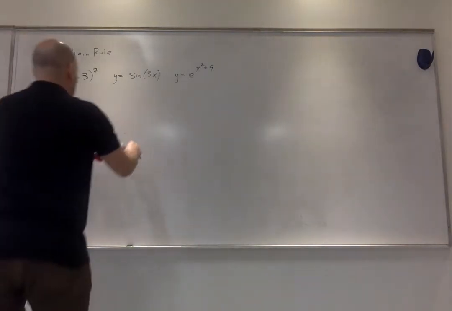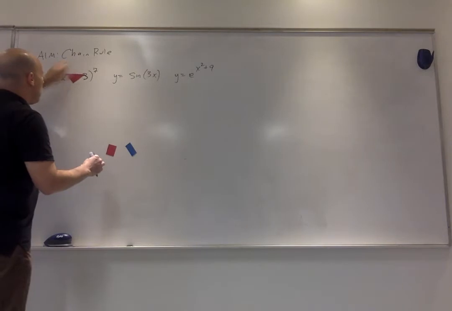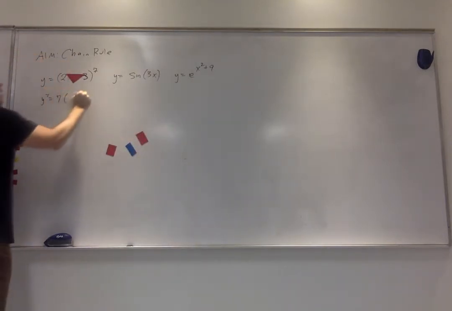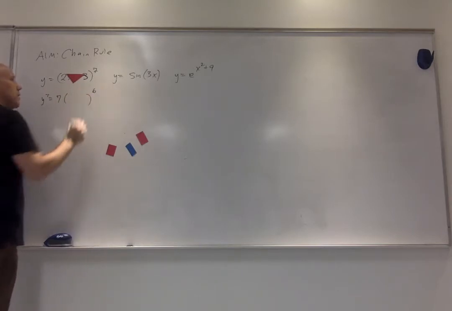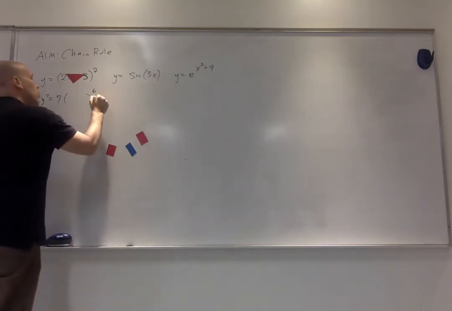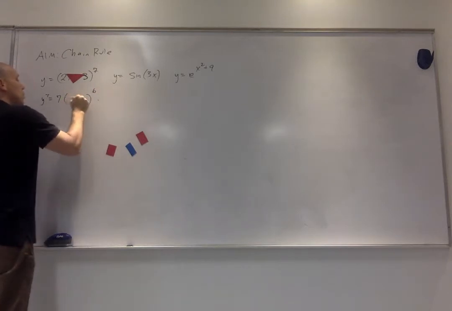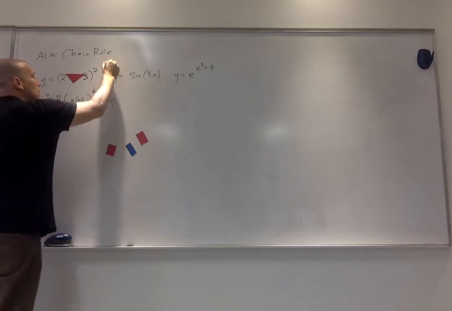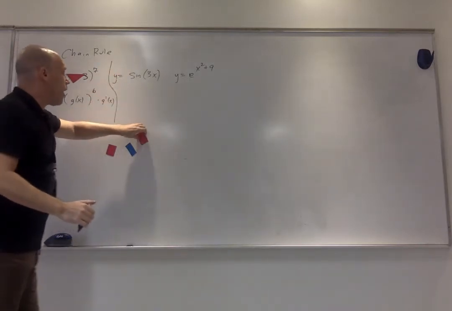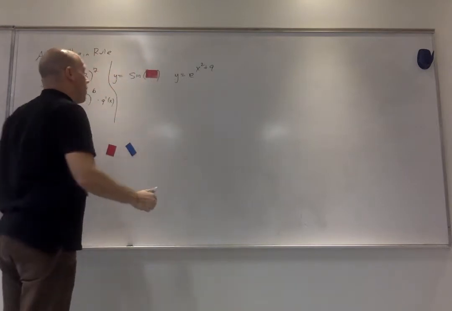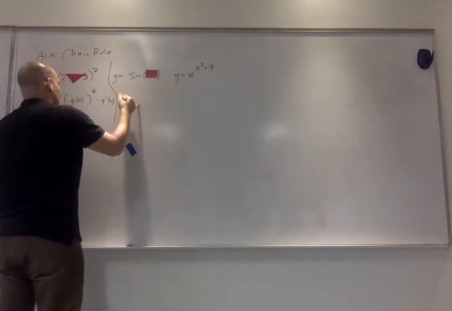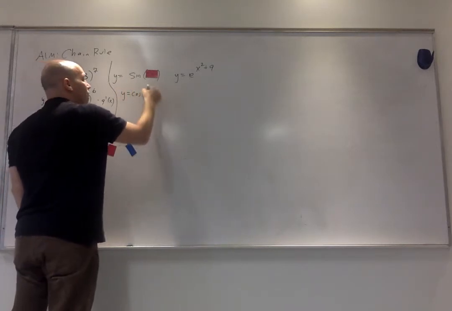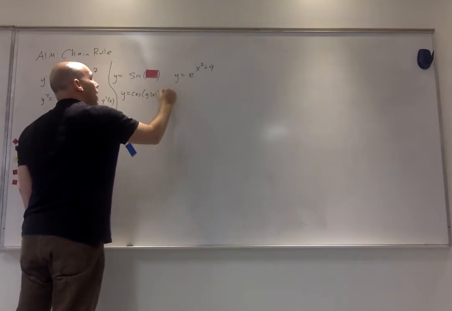Simply put, we're going to ignore what's inside for a second and say, fine, y prime is 7 times whatever's in there to the 6th. But then we're going to multiply it by the derivative of the inside, since there's a g of x in there. Same idea with sine of 3x. Let's call that g of x. Once again, we're going to take the derivative of whatever that thing is, but then multiply it by the derivative.